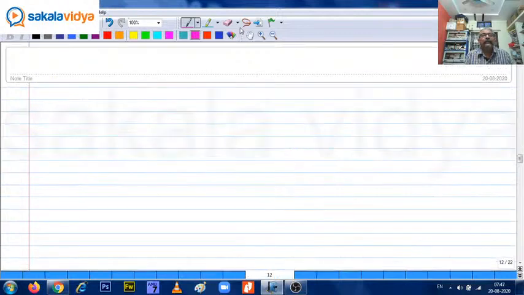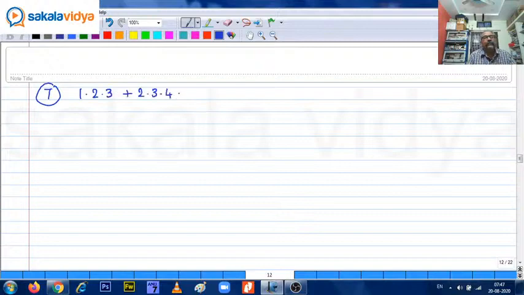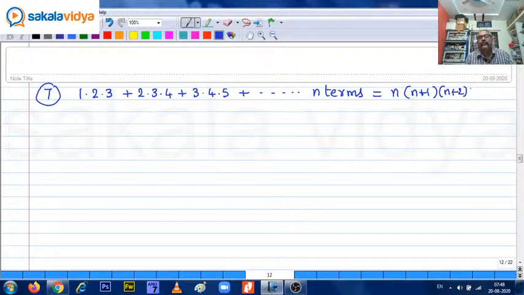That's why now we can directly write the seventh one: 1 into 2 into 3 plus 2 into 3 into 4 plus 3 into 4 into 5 plus and so on, n terms is equal to, now we can write n times n plus 1 times n plus 2 times, and next, with 4 factors, n plus 3 upon 4. Directly we can write, no problem.